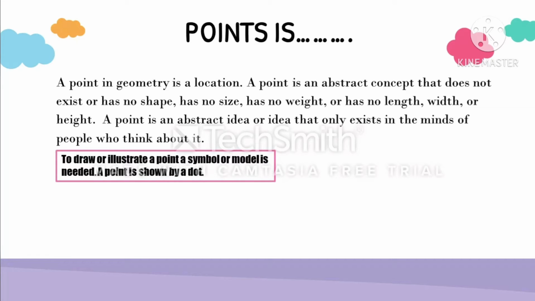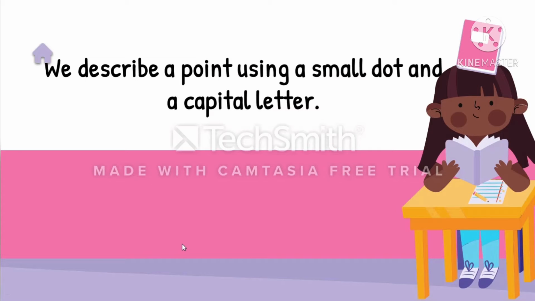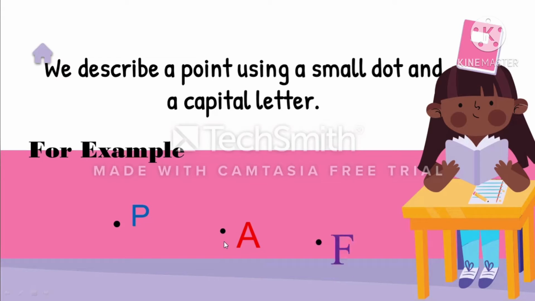To draw or illustrate a point, a symbol or model is needed. A point is shown by a dot. You can see on the slide, this is a point. And we describe a point using a small dot and a capital letter. For example, in this slide, we can see the capital letters V, A, and F, each a point using a small dot and a capital letter.